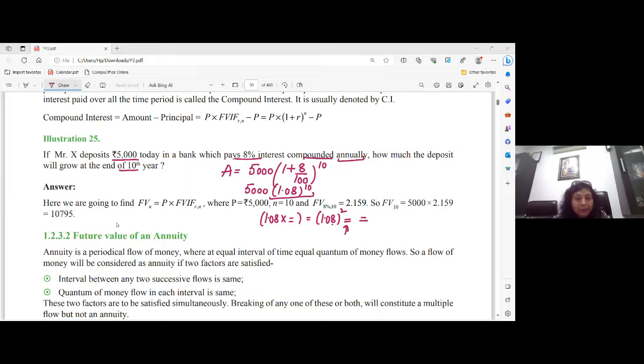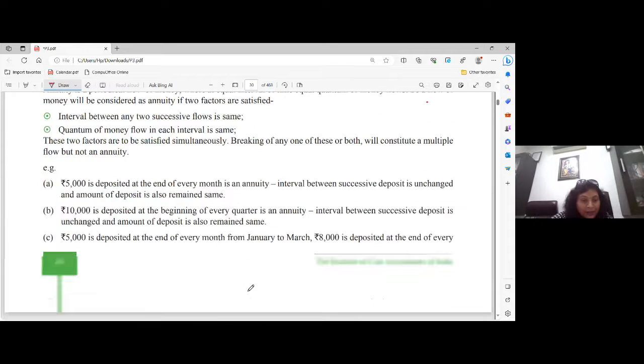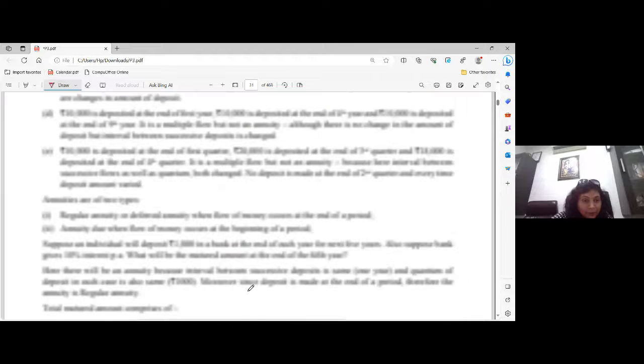2.1589. So multiply it with 5,000. So your answer is 10794. Dekho, the answer is 10794 point something, 0.6. So they have taken the answer as 10795. Right? So this is how you can find out the amount in case of compound interest. Now next thing is, let's take another example.